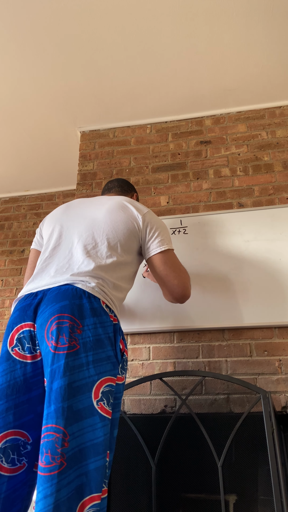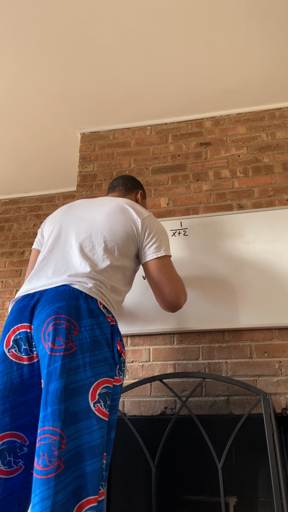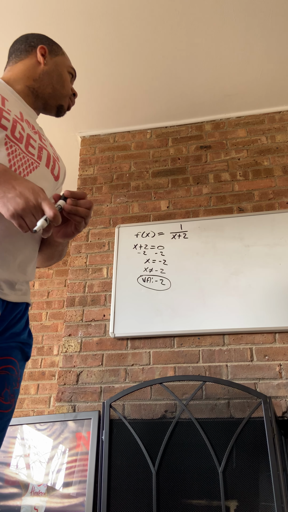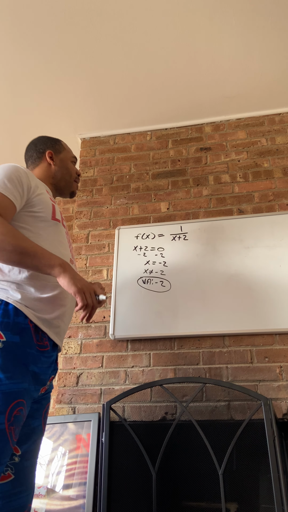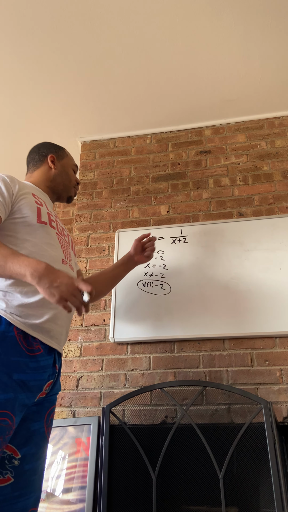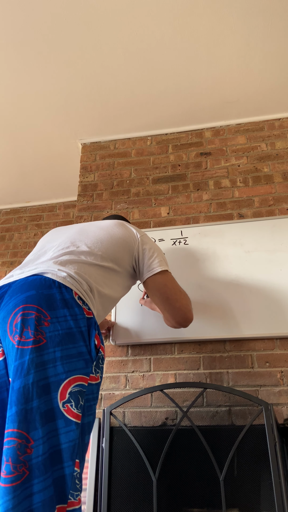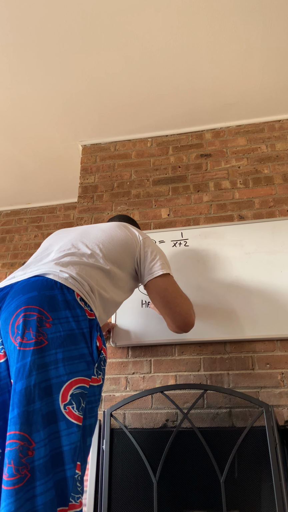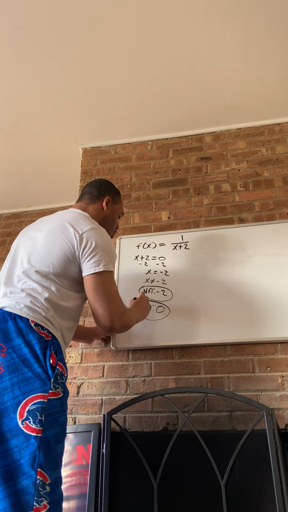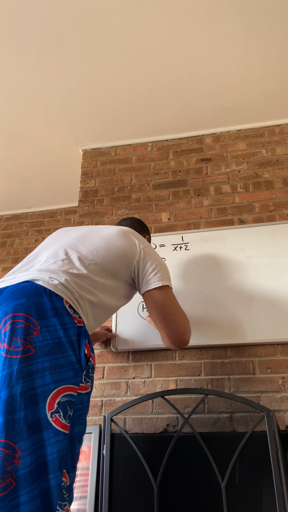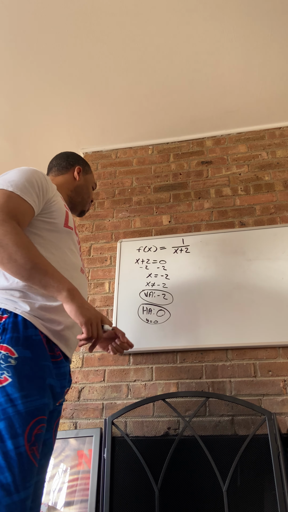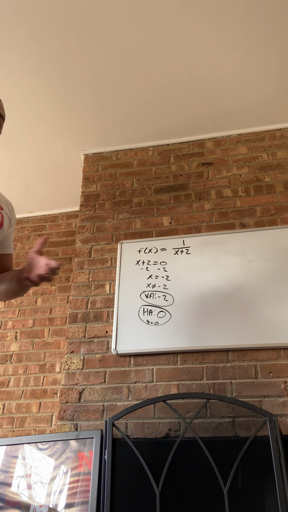Which means that my vertical asymptote is at -2. In this example, the degree of our numerator is less than the degree of our denominator. So my horizontal asymptote is at 0. I can say 0 or I can say y equals 0. Same thing.